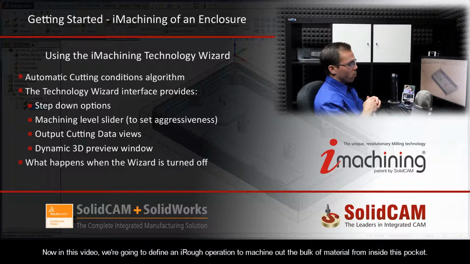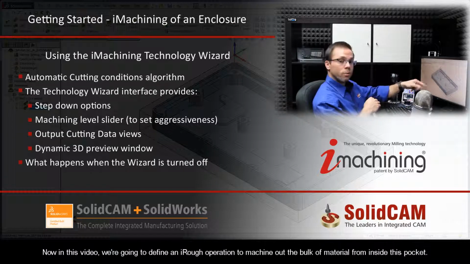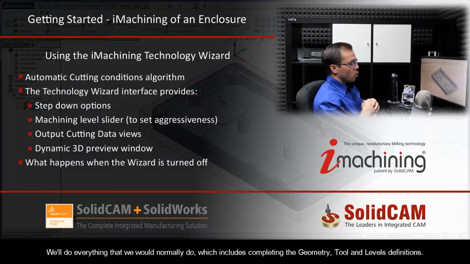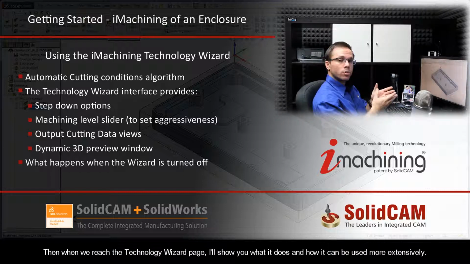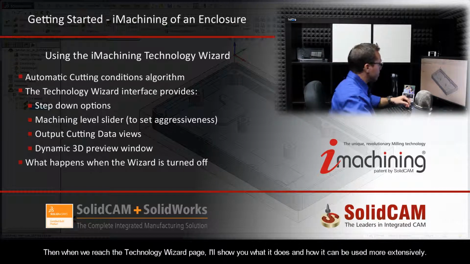Now in this video, we're going to define an iRough operation to machine out the bulk of material from inside this pocket. We'll do everything that we would normally do, which includes completing the geometry, tool, and levels definitions. Then, when we reach the Technology Wizard page, I'll show you what it does and how it can be used more extensively.